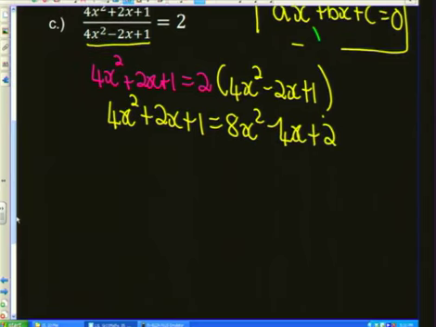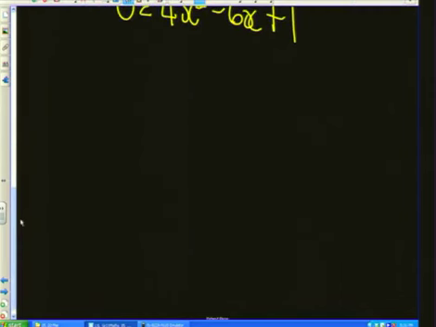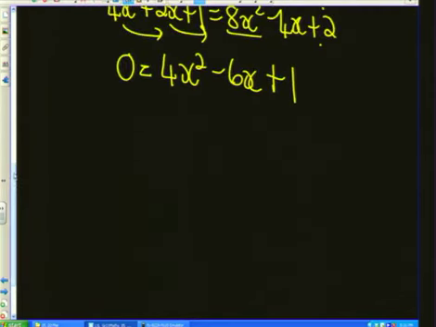Right, now remember, the idea is to get everything on one side. And just because I'm thinking conveniently, I'd rather move this way so I don't get a negative x squared. It really doesn't matter if you do. It's just convenient. So 8x squared minus 4x squared is 4x squared. Minus 4x minus 2x is minus 6x. And plus 2 minus 1 is plus 1. All right, good. So what does that mean? We now have it in the right form, so we can work out our delta value.